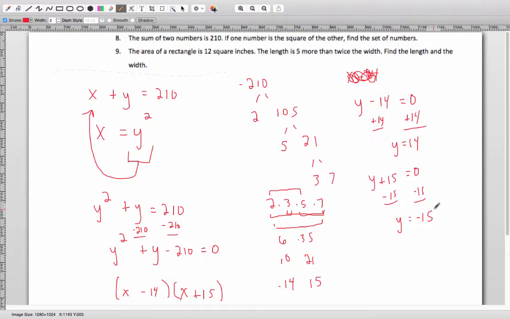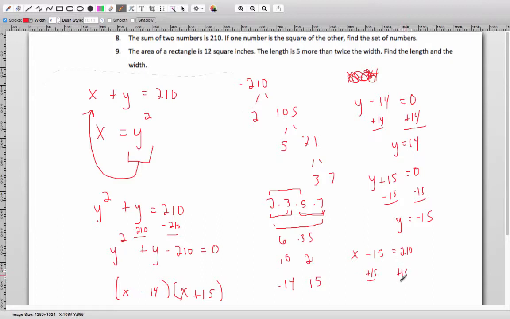So now you have two y answers. So what am I going to do with that? Well, what you want to do is take both of those, and you could plug it back into this one. That's not really going to help you. I would plug it back into this one because you have two y answers and solve for x. So you're going to have x minus 15 equals 210.